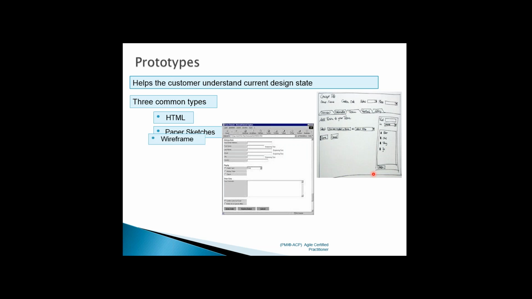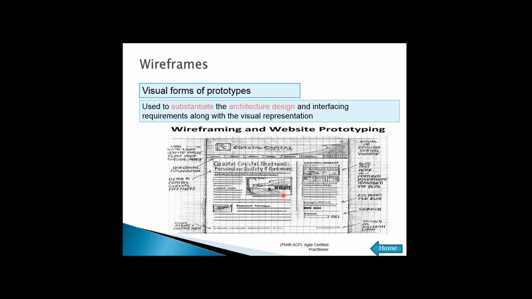And the third thing is your wireframe. Now, what is this wireframe? It's a visual form of prototype. It is used to substantiate the architecture design and interfacing requirements along with the visual representation. So it looks something like this for a website prototype. You can think about this also as an architecture diagram or as a blueprint, right?